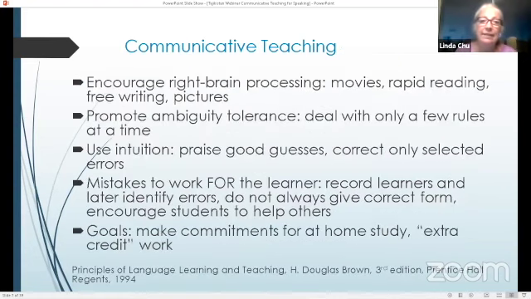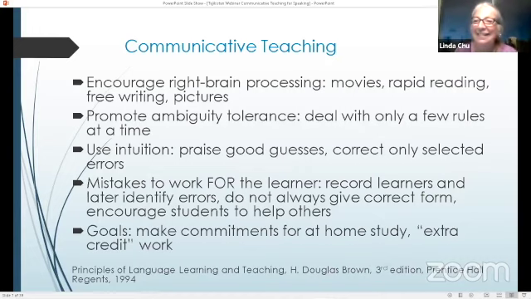Using movies, free writing, using pictures in class, all of those things are helping with the right brain processing of things. So you are encouraging in your classroom an environment where students feel free to go ahead and try to use the language.